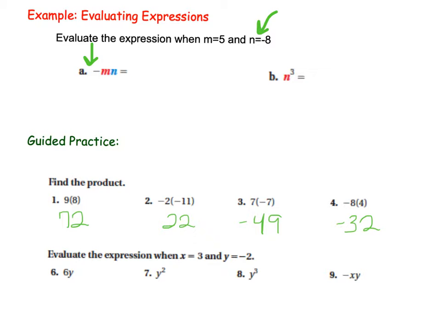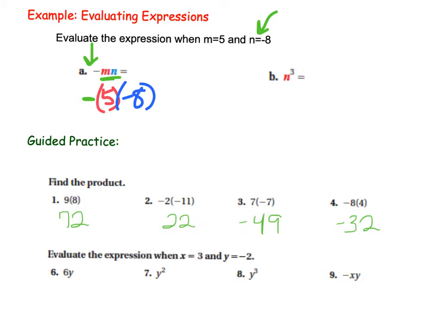So in this case, I'm supposed to take the product of m times n, and what that minus sign in front of it means is the opposite of it. So I will substitute in. I'm going to write down the negative that appears. I know that m is 5, and I'm told that n is a negative 8. Notice the green negative sign stays out front.